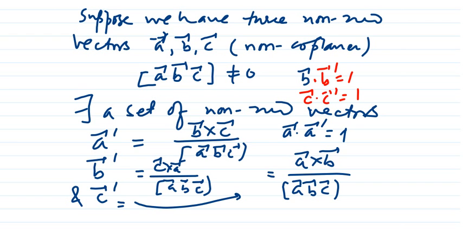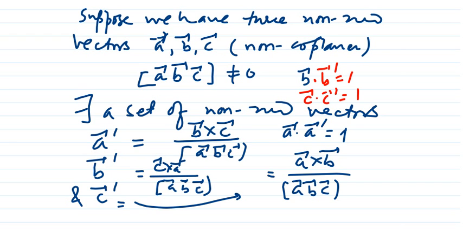Or you can prove it easily if you take the dot product of A with A dash. So A dot B cross C will be in the numerator and the scalar triple product ABC is also in the denominator, so this will cancel and you will get 1.